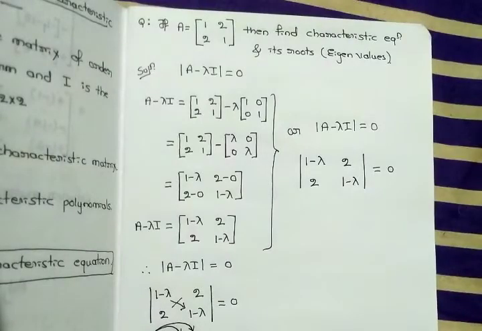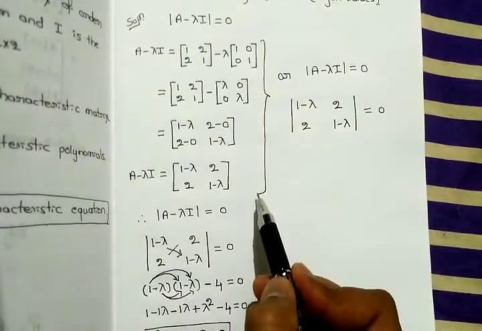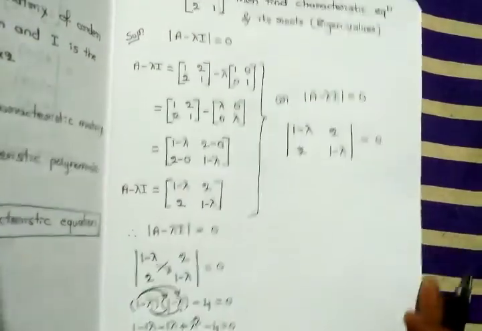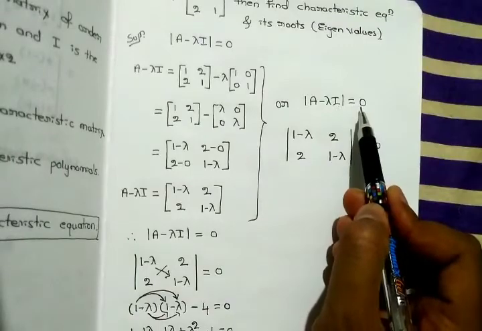Remaining two elements, keep them as they are. So directly you will get this step. Easily you can skip these many steps. So what to do? First write down determinant of A minus lambda I is equal to 0.